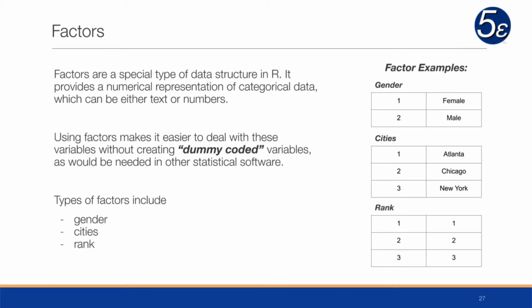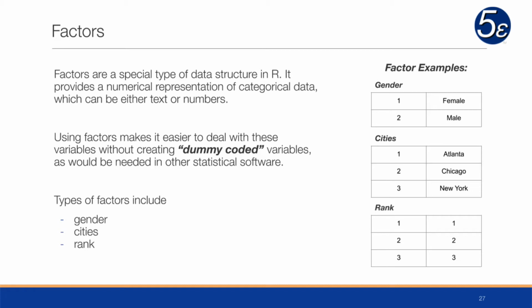We're going to take a look at factors. Factors are widely used in statistical analysis in R because they give us different levels of a particular variable, especially when we're doing regressions and we're trying to control for particular variables. We want to do some comparison between the different levels. So it's a special type of data structure in R because it provides a numerical representation of categorical data, which could be text or numbers, it doesn't matter.